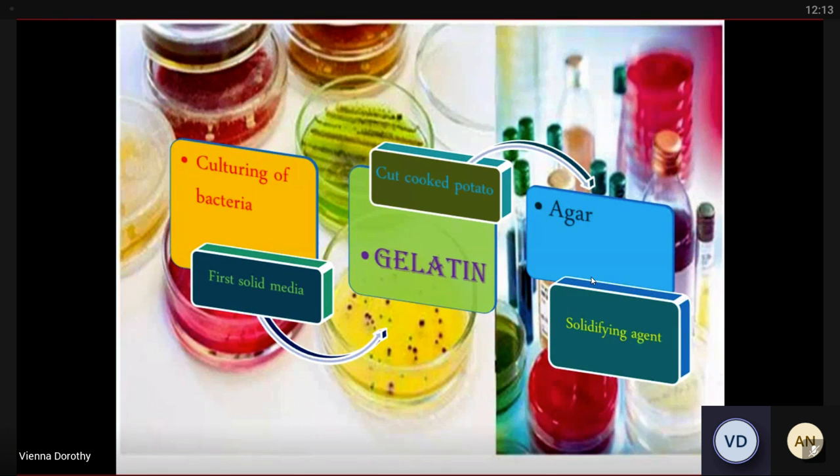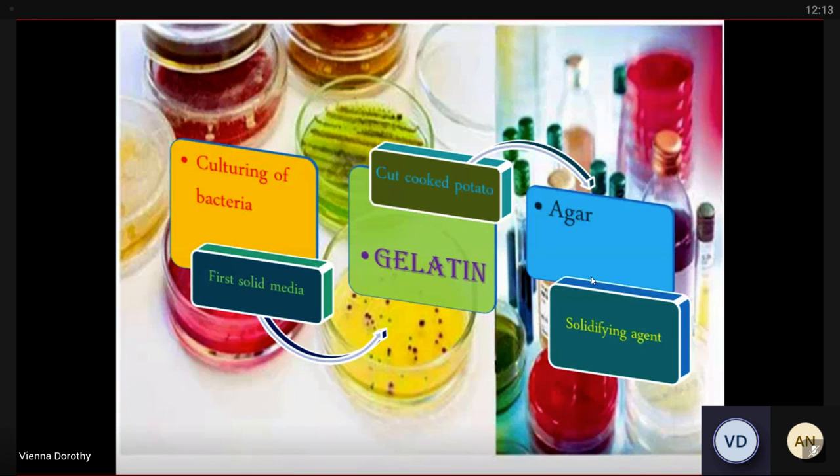We can prepare media by taking water and adding different ingredients into water, and that is called media. We can grow organisms in the media. That was called broth, the liquid culture. The liquid media is called broth. But we also saw in the previous class that liquid culture had certain disadvantages.